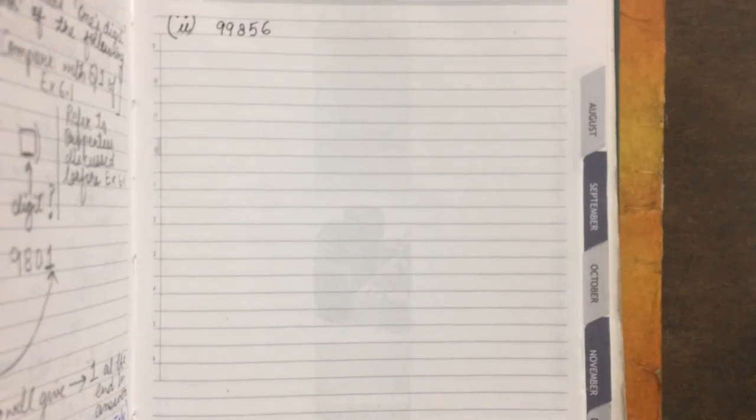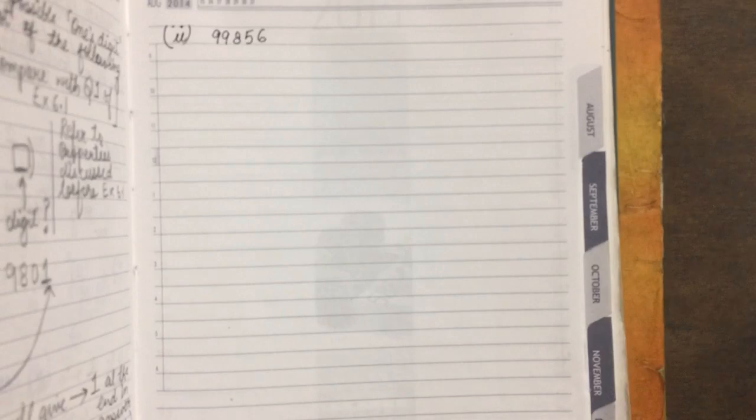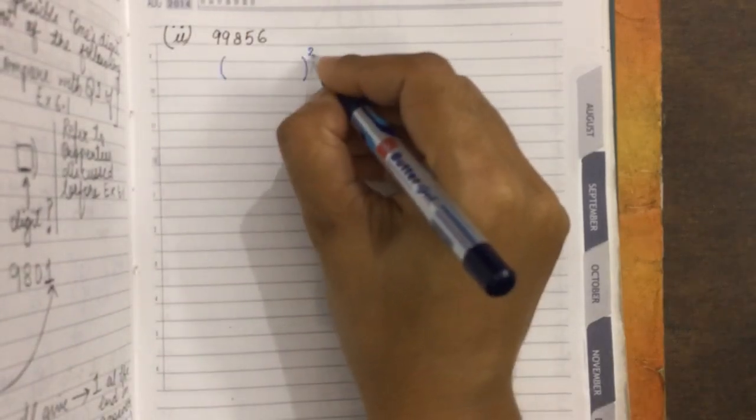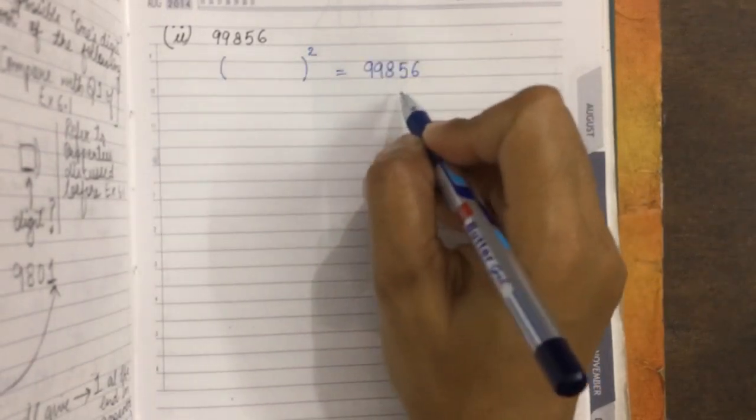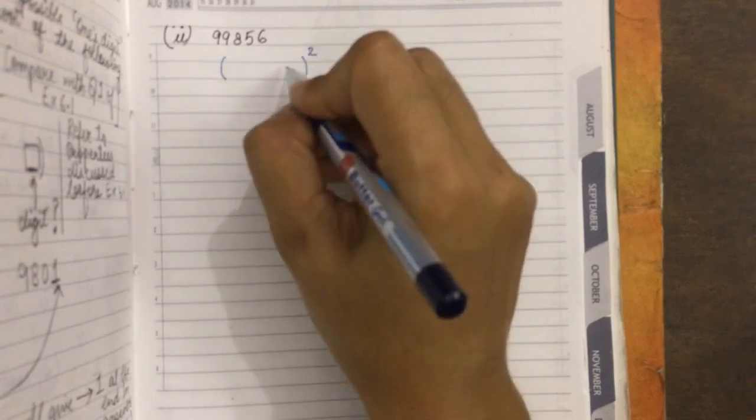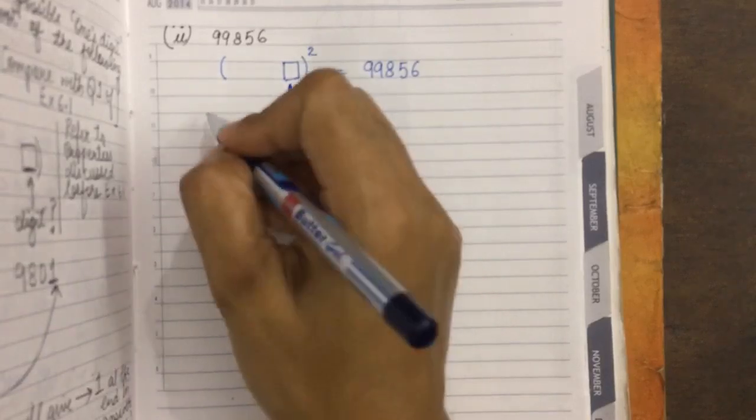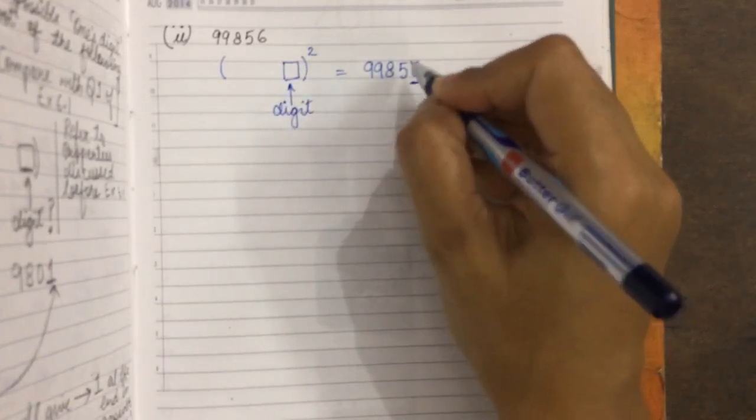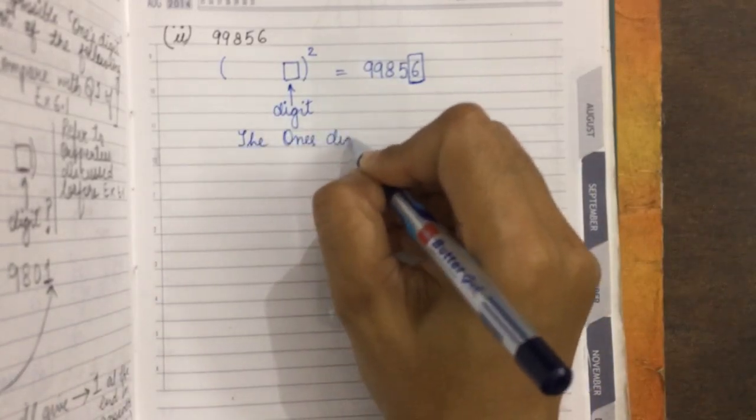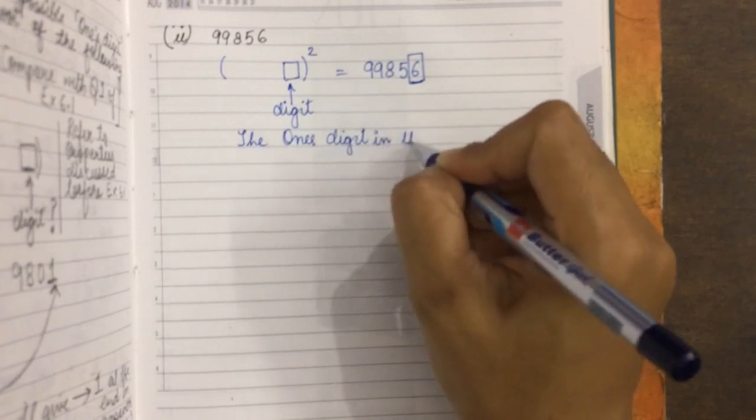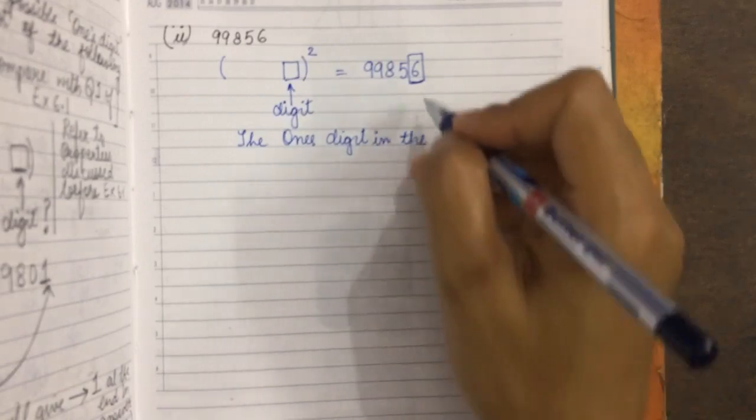Looking at the second part, we have 99,856. Once again, I want to find a number which on squaring gives me this as my answer. But I'm not concerned with the whole number. I am only concerned with the digit at the ones place. So I start by looking at the ones digit in my answer. The ones digit in the answer is 6. So this is what I have written.